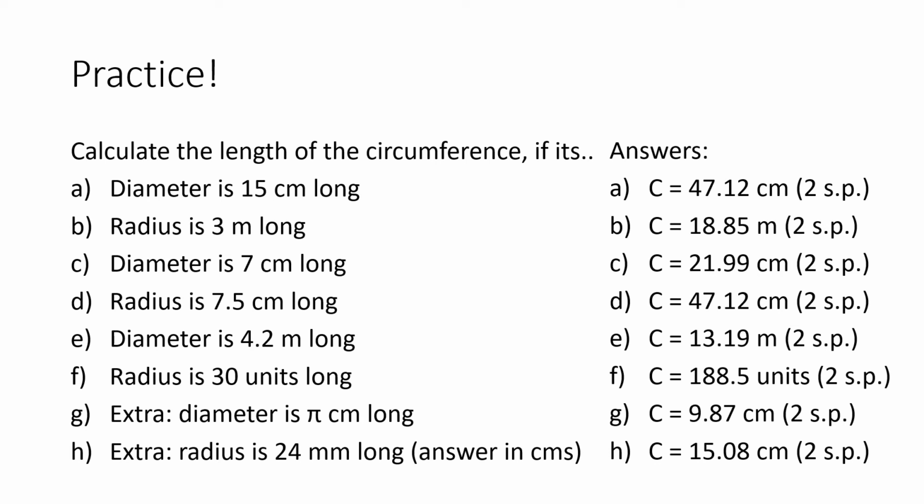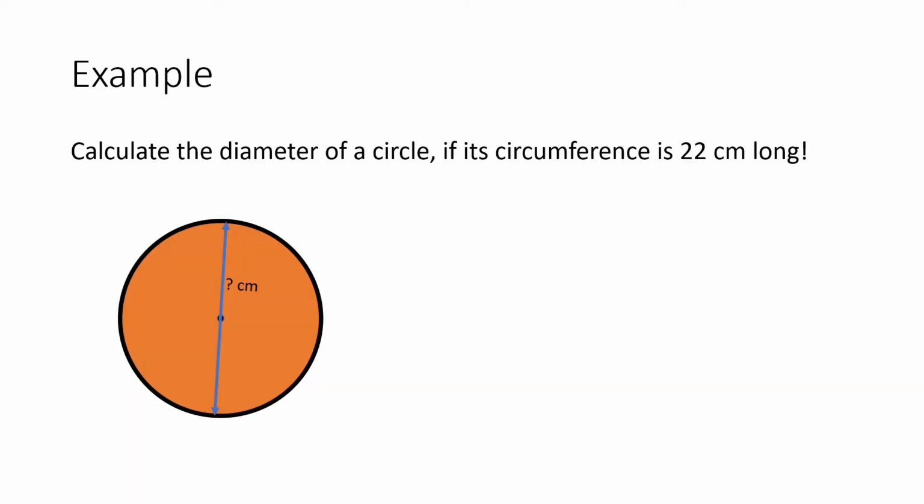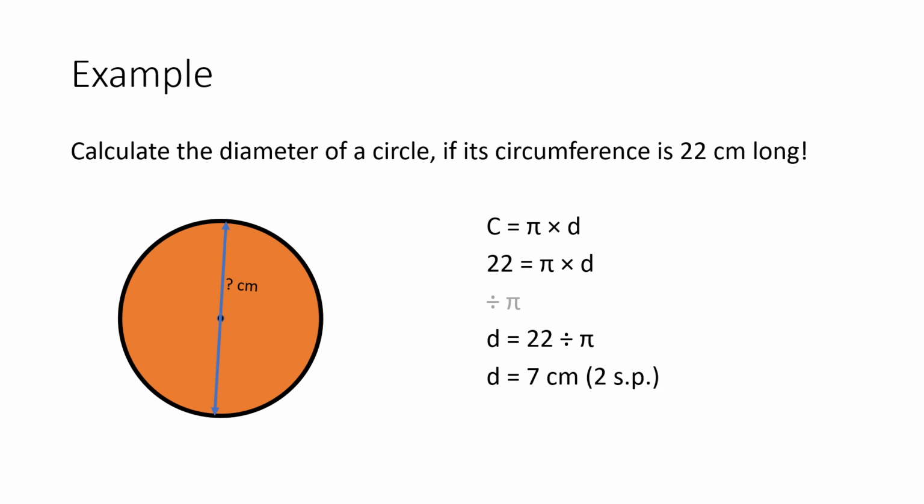Now, let's say we know the circumference of a circle and want to calculate its diameter. We do know the formula by now, so inserting the known values, we get that 22 is equal to pi times the diameter. Dividing both sides of the equation by pi, we find that the diameter is equal to 22 divided by pi, which is 7 centimeters to two significant places.